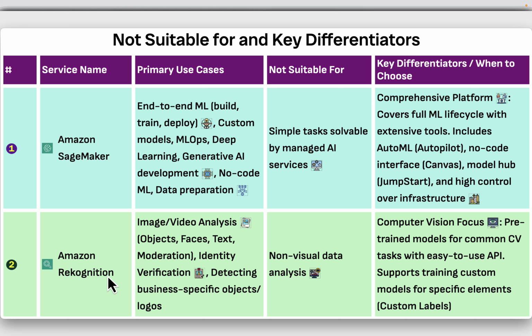So next service is Amazon Rekognition, and it is not suitable for non-visual data analysis. So this is not for data analysis. Primary use cases are image and video analysis, and it can detect objects, faces, text, and it can do moderation, identity verification and detecting business specific objects and logos. So when to choose? When computer vision is the focus, pre-trained models for common computer vision tasks with an easy to use API, and it supports training custom models for specific elements through Custom Labels.